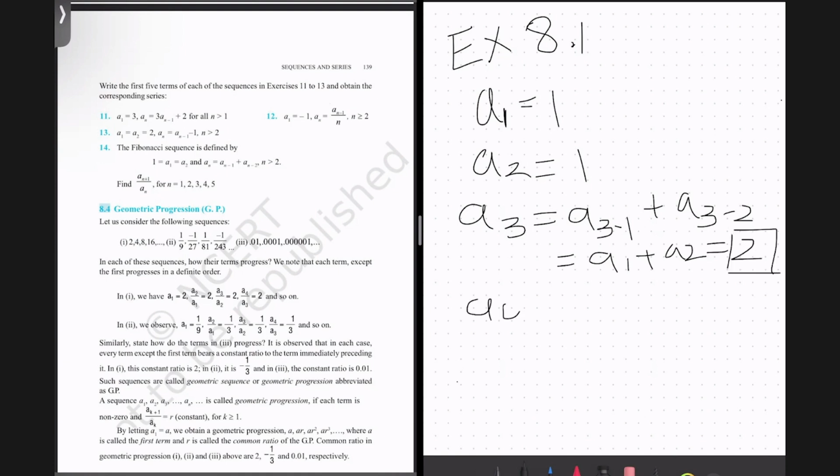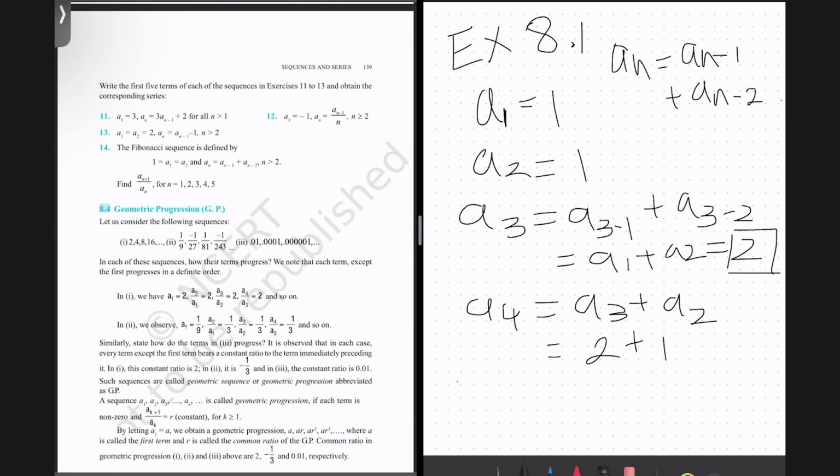Correct. A of 4 would subsequently be a of 3 plus a of 2, plugging in the value of the relation a of n equals a of n minus 1 plus a of n minus 2. Correct. I'm doing nothing but using this relation here. So a of 3 has already been told to us as 2, plus 1. So that would be 3.